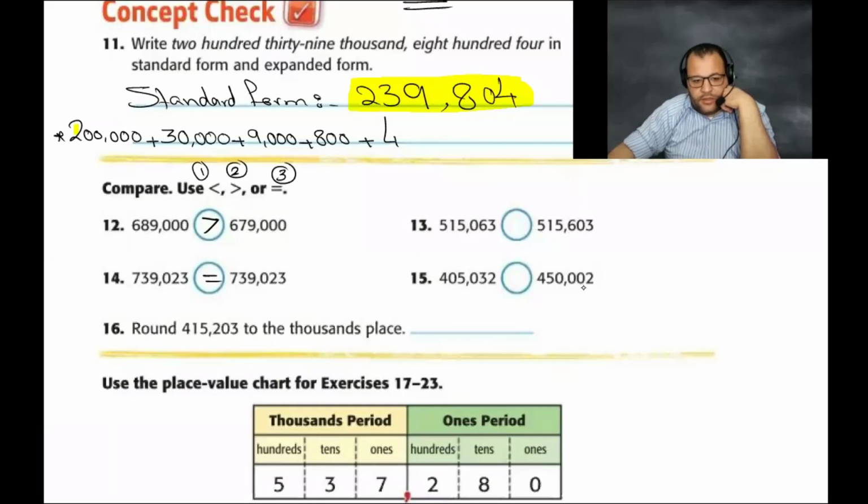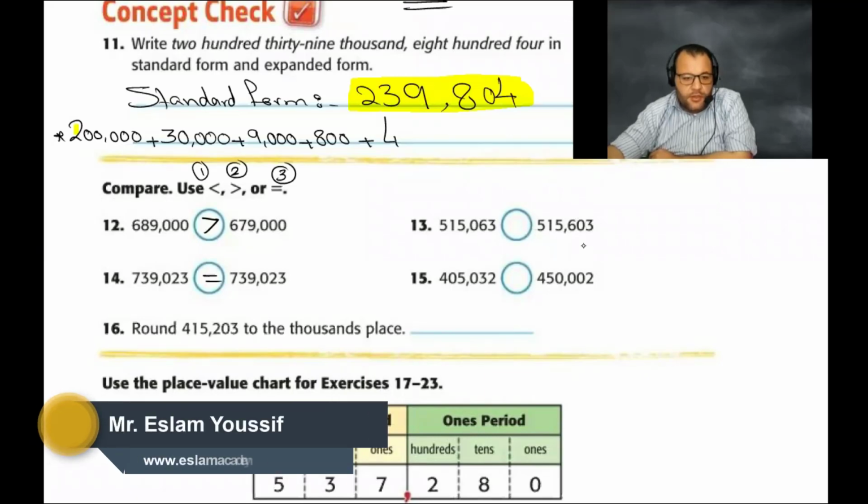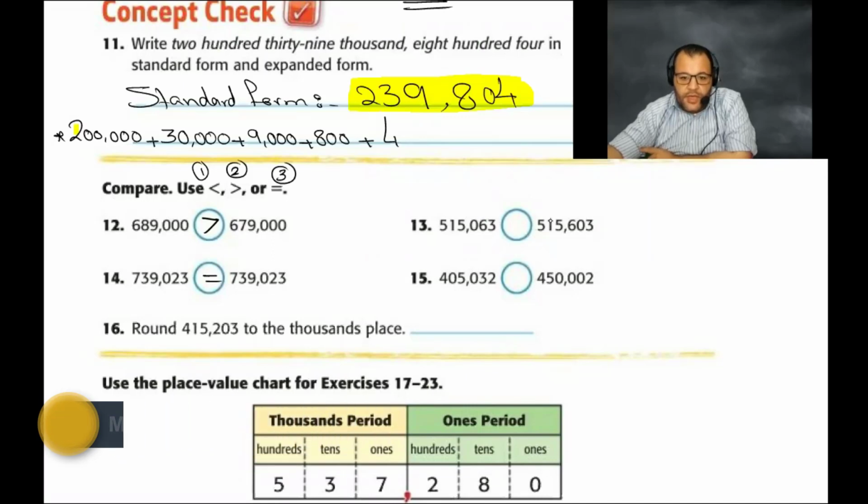We have here Taki. We need to solve question number 13. Taki is not here. Maher, question number 13. The greater one is... Read the number, then put greater than, smaller than, or equal, then read the second number.